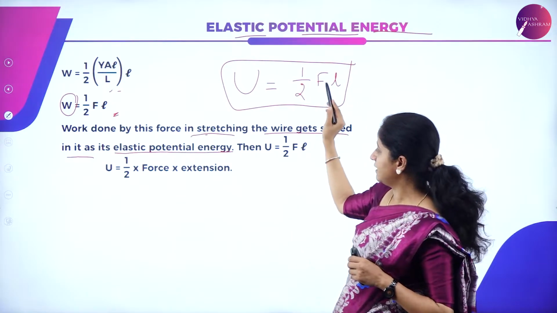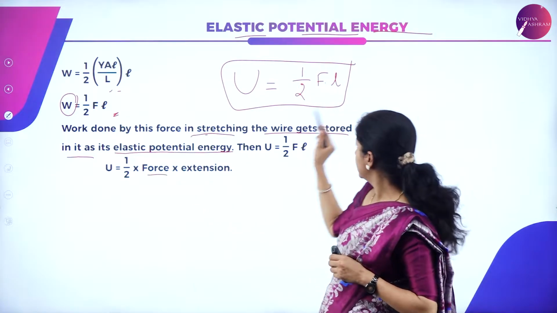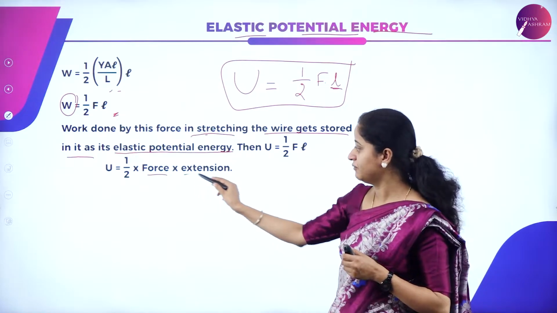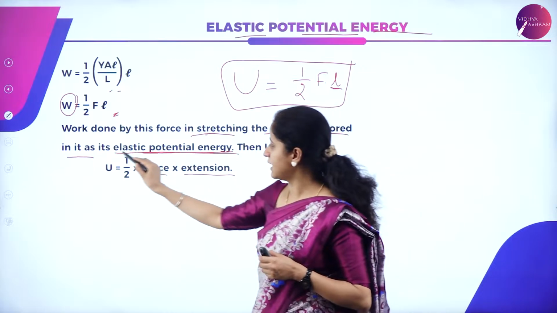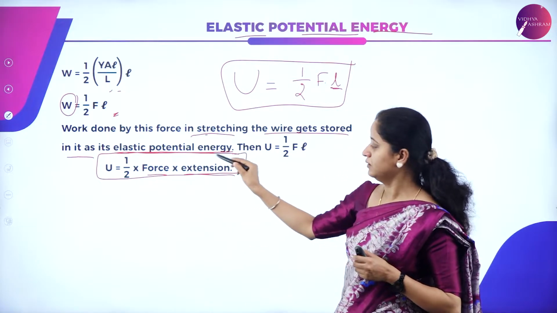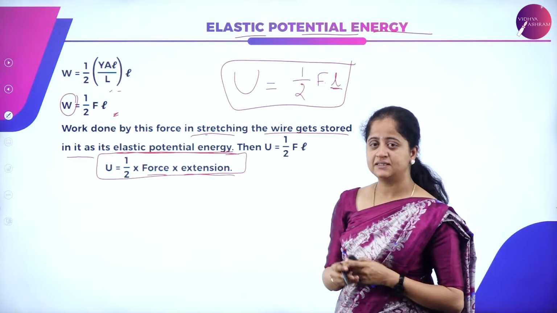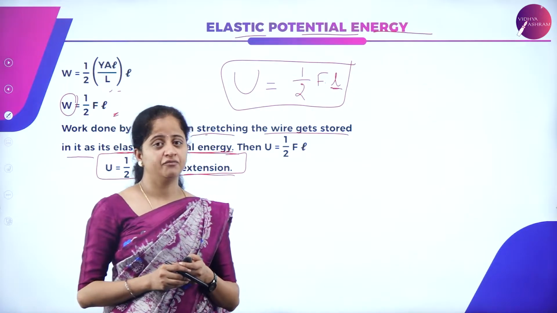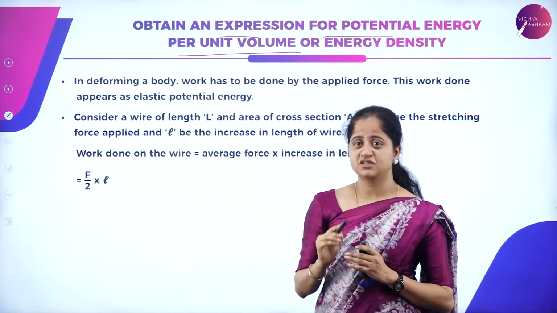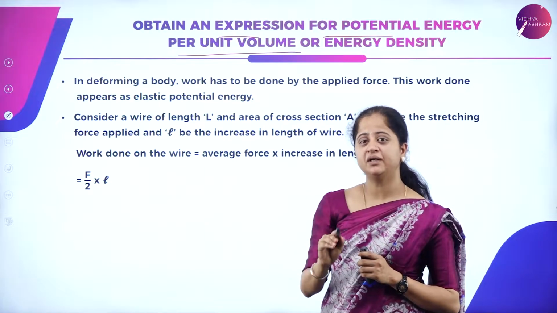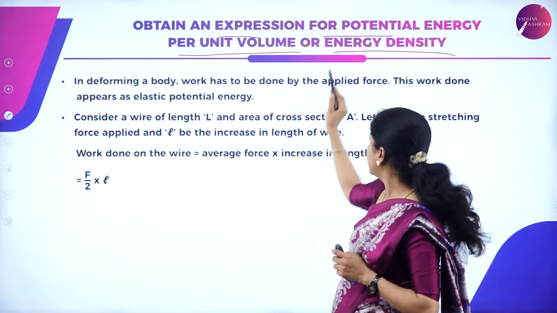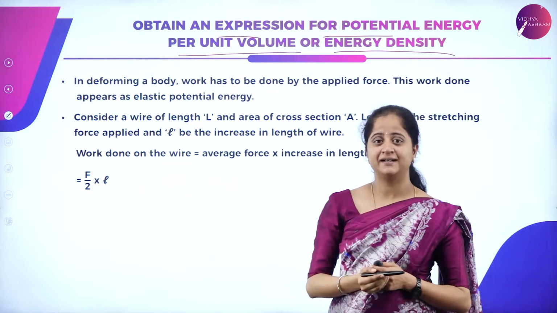So what is this F? F is nothing but force, and l is nothing but the change in length or the extension produced in the wire. So it is written as half into force into extension. So this is the formula for elastic potential energy in a wire. Now let us write the expression for potential energy per unit volume, or it can be called energy density.